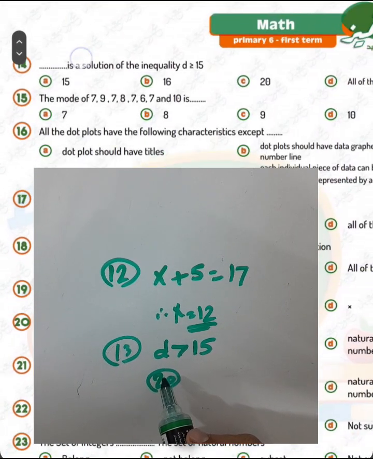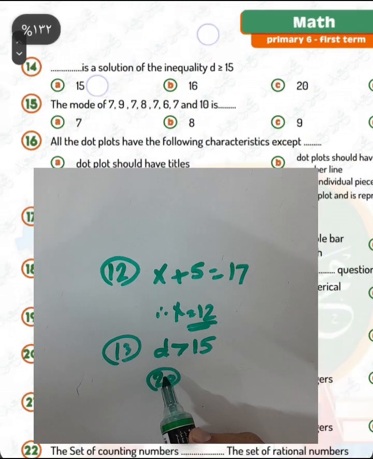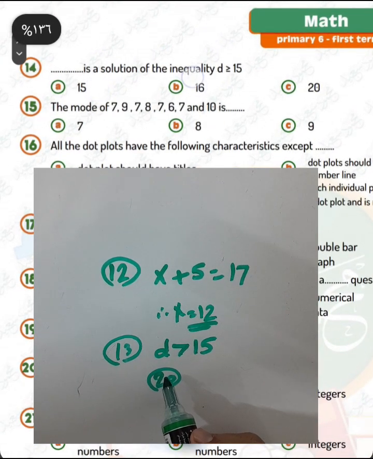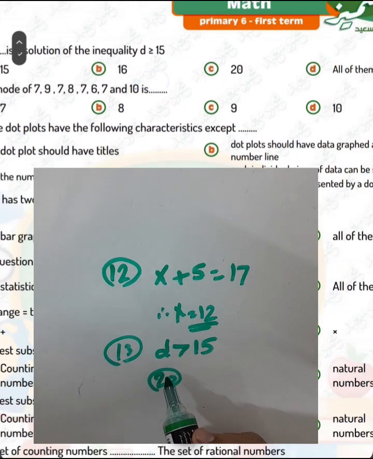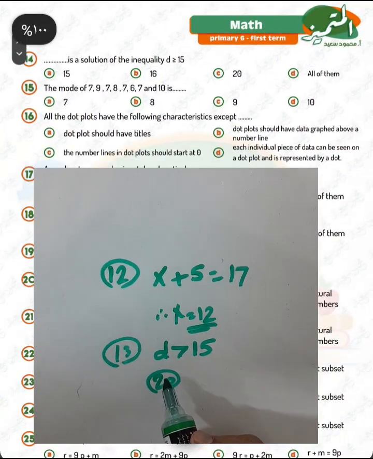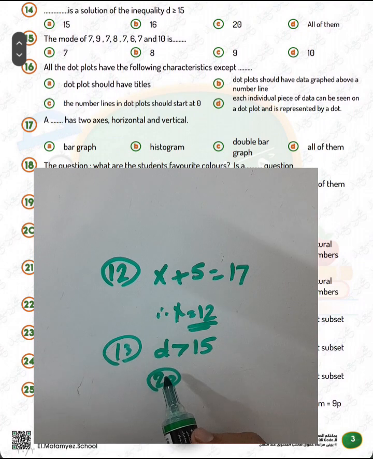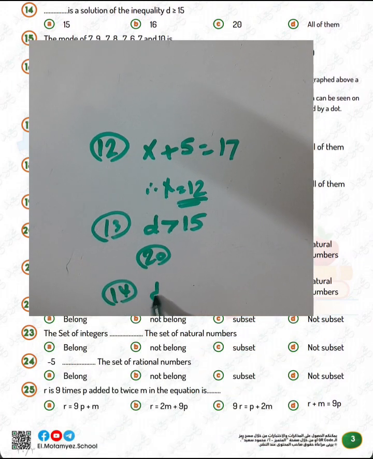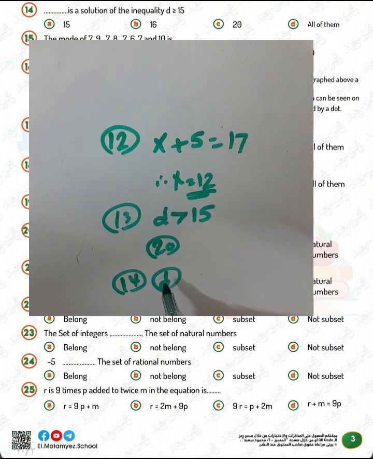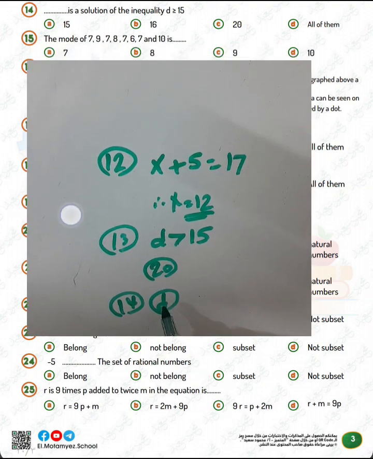Next question, number 14. Which is the solution of the inequality d greater than or equal to 15? We must choose 16 and 20 and 15. So you must choose letter D, all of them, because 15, 16, 20 are greater than or equal to 15.